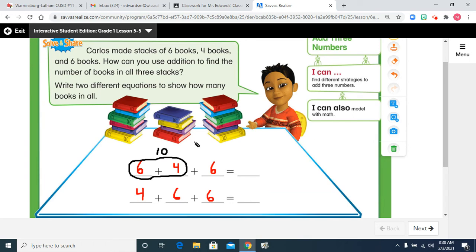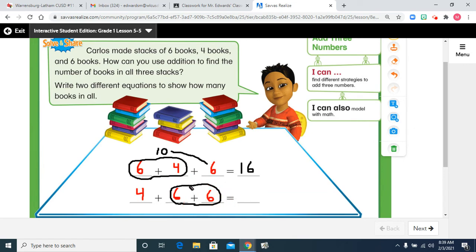And then, what are the next 2 numbers that we have left to add? We have to add 10 that we just found, plus the 6 that's left. And we know that 10 plus 6 equals 16. Now, will we get the same answer down here? We should, because we use the same numbers, they're just in a different order. Okay, this time I'm going to try 6 plus 6 first because I know that's a doubles fact.